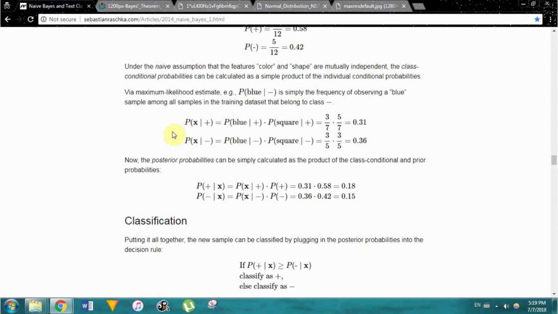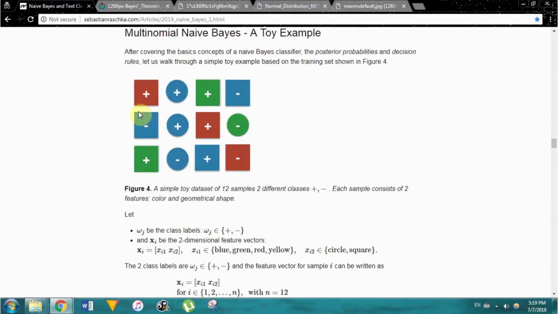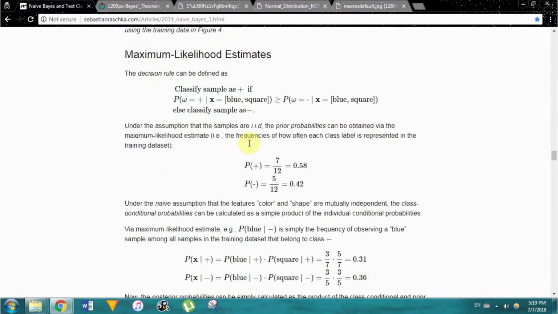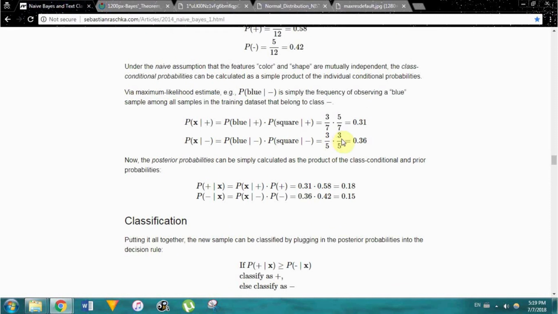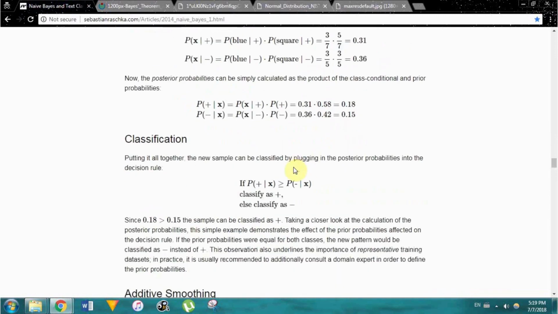The probability of the same pattern given minus is calculated the same way, and we have 3/5 multiplied by 3/5. Here we have a minus that's blue, here we have a minus that's blue, okay, and here we have a minus that's blue, which means 3/5. The same thing for square, and we have 0.36. And then, we said we don't need the evidence, right, because it's the same, it's just a scalar. Now we can find our posterior probabilities.